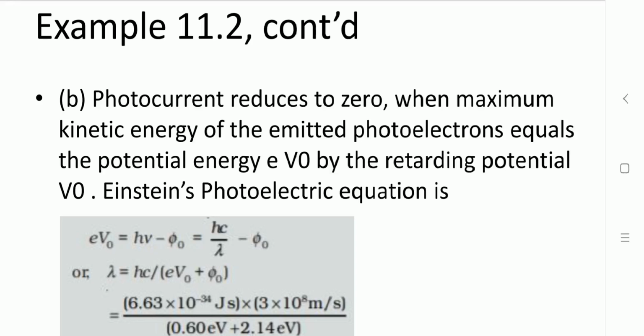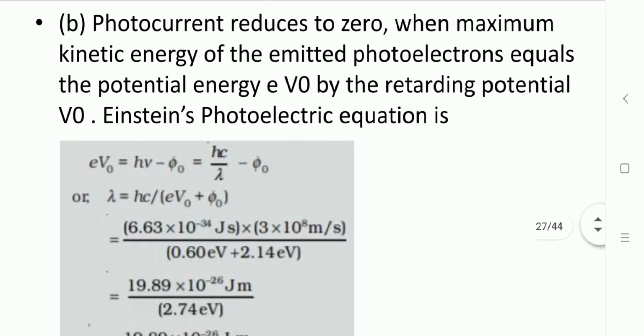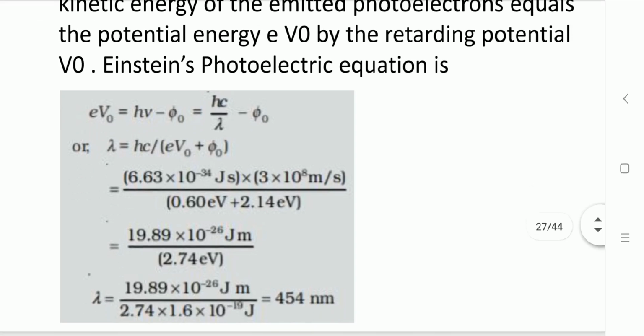We need to calculate a wavelength. So instead of frequency ν, let us rewrite hc/λ − φ0. Make λ the subject of the formula. Rewrite that equation by making λ the subject, and replace all the given values.